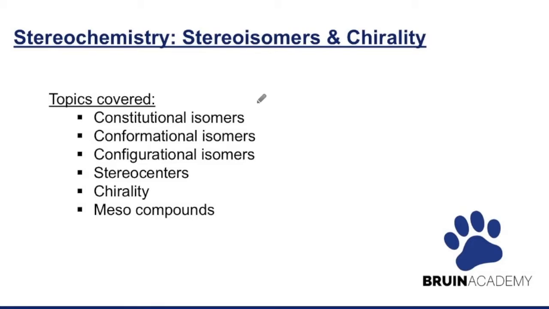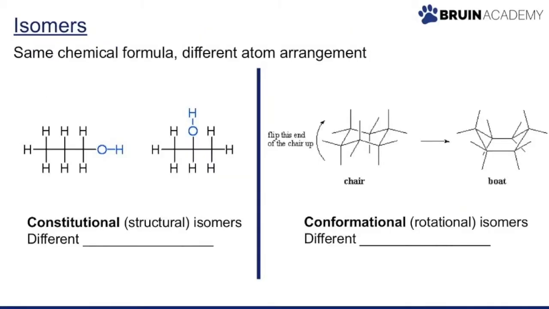So today we're going to be talking about what kinds of isomers exist and some important terms to know for stereoisomerism in order to understand how their structures and properties work. We're going to start by reviewing the different types of isomers that you should know.